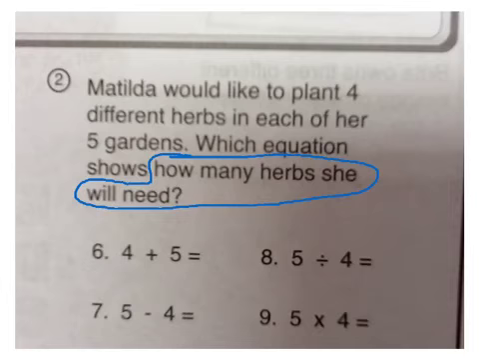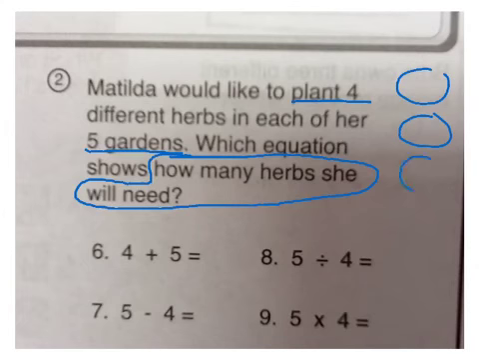Then I go back and let's reread and underline the information we feel is important to help us answer this question. Matilda would like to plant 4 different herbs. Okay, so she wants to plant 4 different herbs in each of her 5 gardens. So she has 5 gardens and she wants 4 herbs in each of those gardens. If I were to draw a picture, 1, 2, 3, 4, 5 gardens, she's going to want 4 different herbs in each of those.